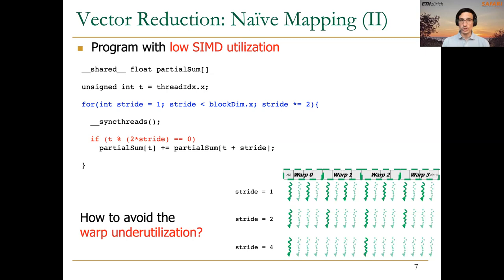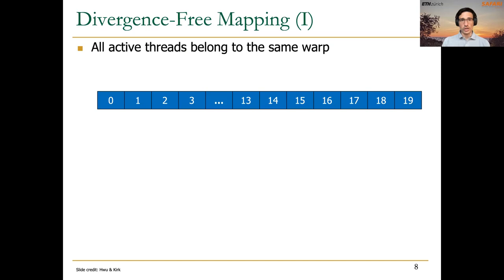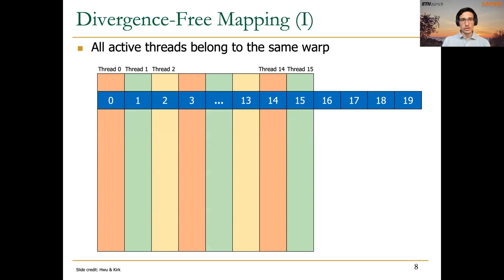How can we avoid this warp underutilization? We can try a smarter divergence-free mapping where the active threads belong to the same warps. In this case, we are going to use threads to perform the partial reductions. We are going to use threads that are consecutively numbered, and that means that they are going to belong to the same warp or to the same group of warps.